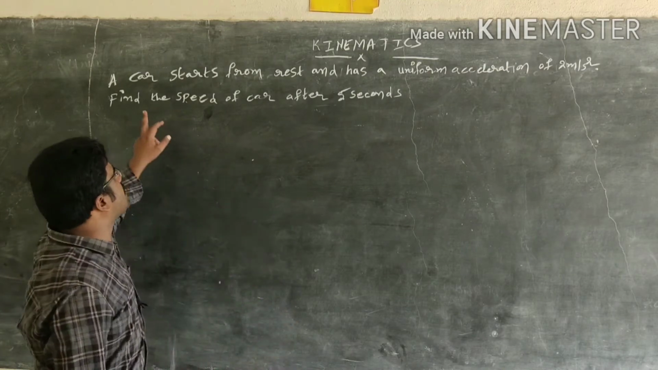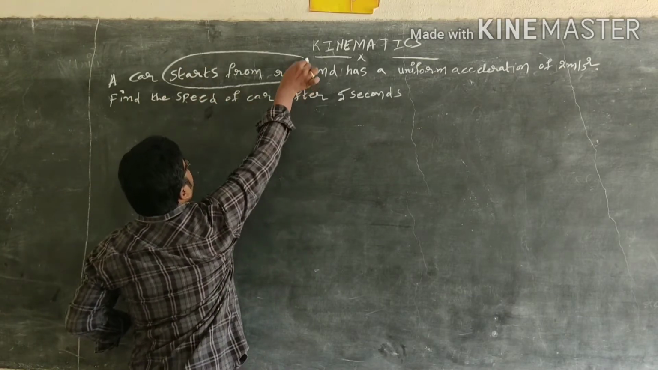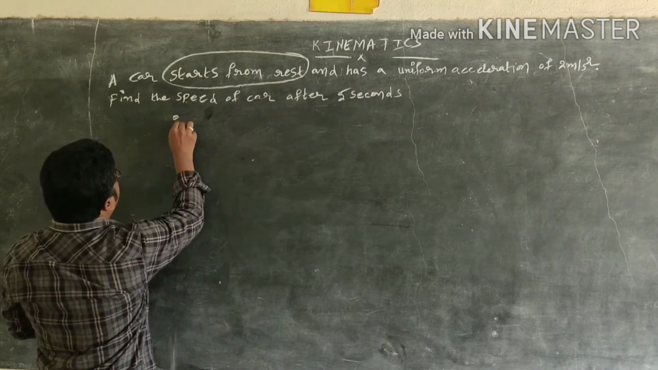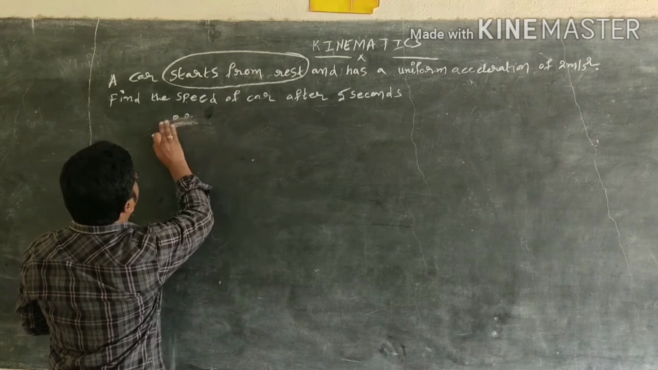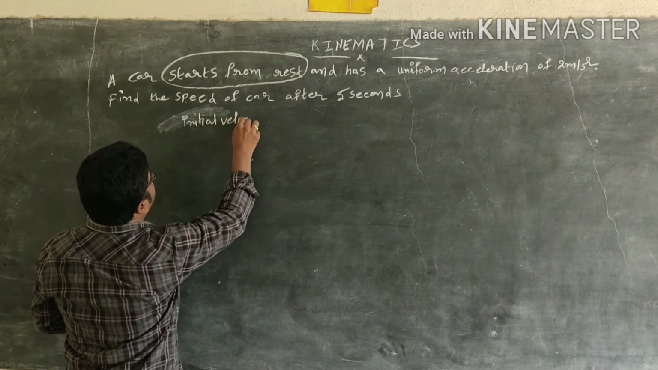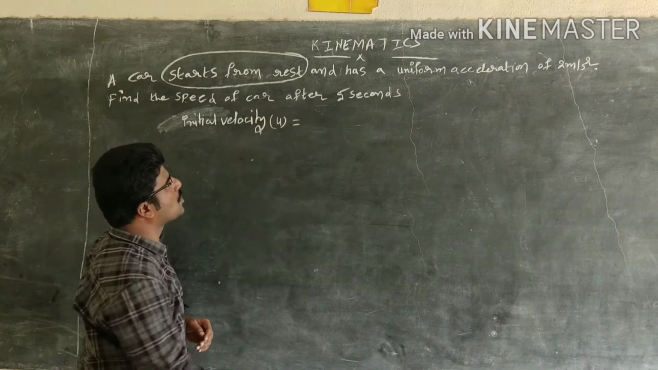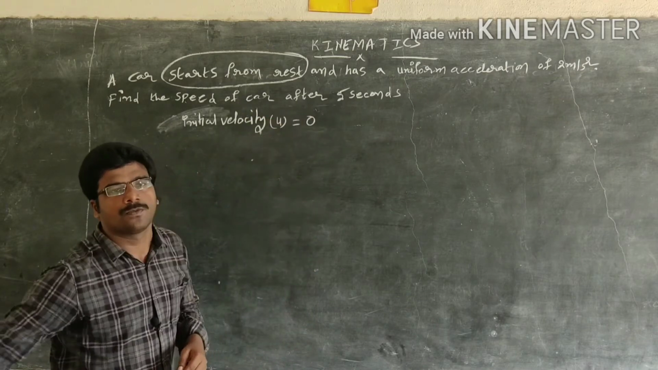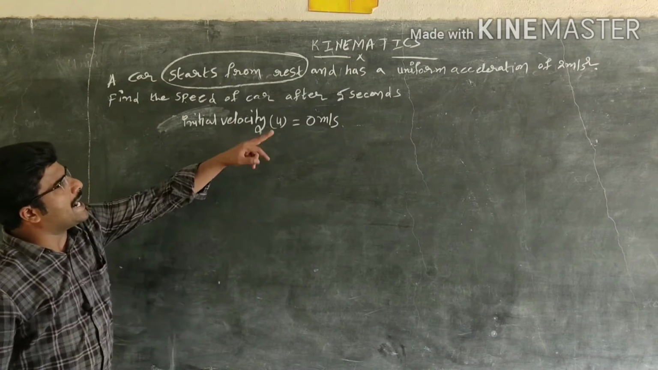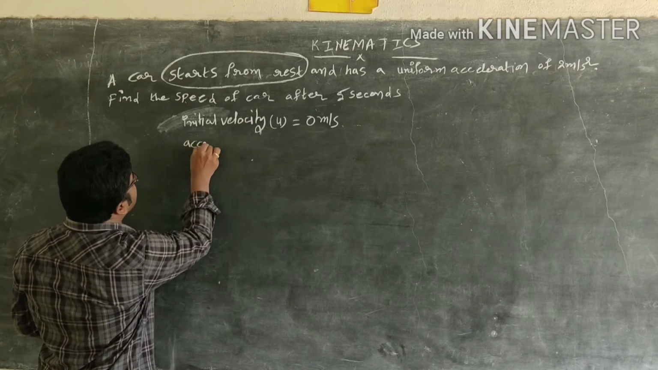First, understand the problem: a car starts from rest. This is very important. Starts from rest means the initial velocity is given. Initial velocity, that means u. It starts from rest, so the initial velocity is 0. When it starts from rest, the initial velocity is 0, and it has a uniform acceleration. That means simply acceleration is given.